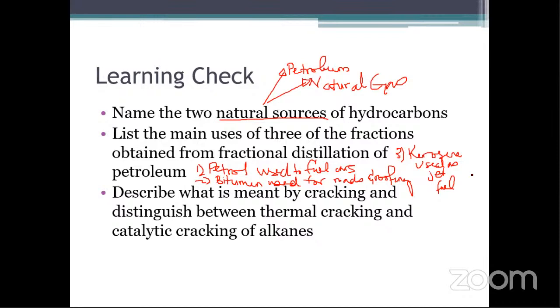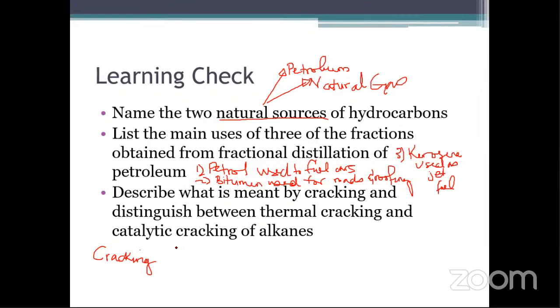All right. Okay. What is meant by cracking? The shortening of large alkane molecules to turn them into a shorter, more useful version. Right, very good. Cracking is the process by which you have a long chain hydrocarbon and it's broken down into shorter, more useful ones.